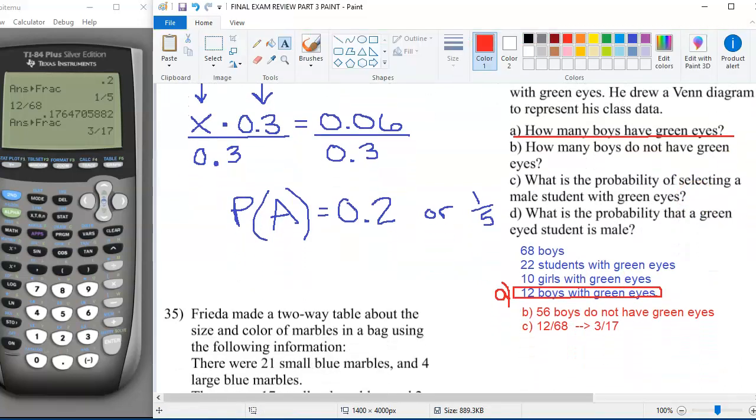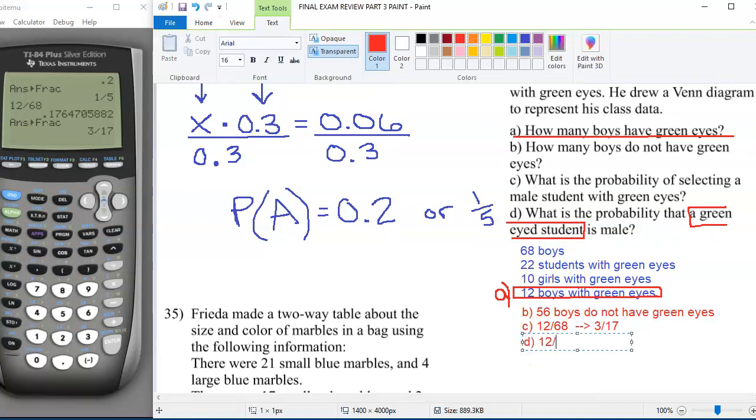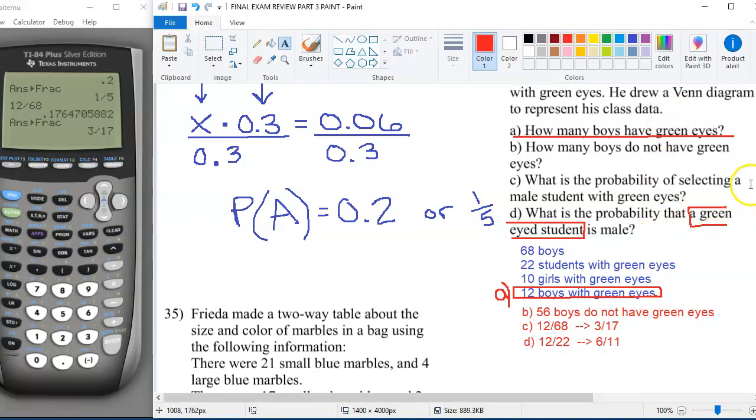Last but not least, what is the probability that a green-eyed student is male? So now we are only looking at the green-eyed students, which are 22. Of those 22, 12 of them are male. So now we would say 12 out of 22. I don't need the calculator to reduce that. I'm just going to call it 6 out of 11 because I just reduced it by 2's. I do not need the calculator to do that one for me.